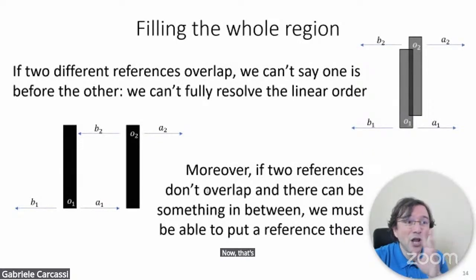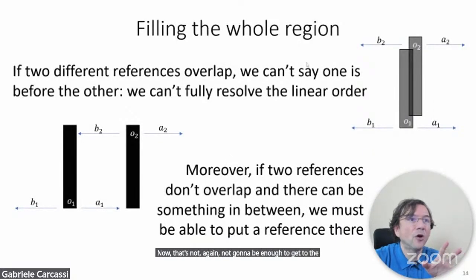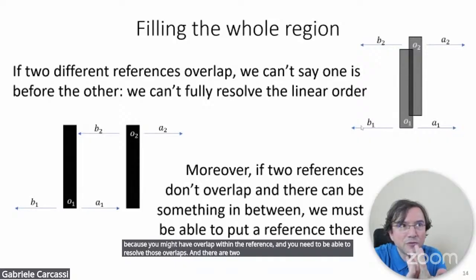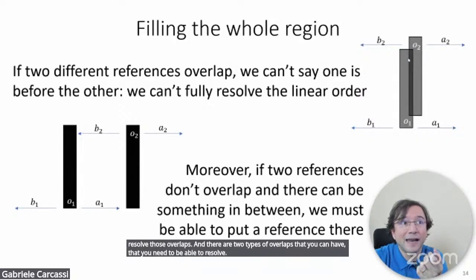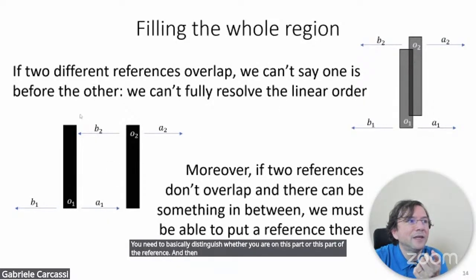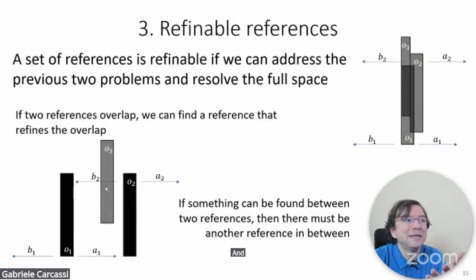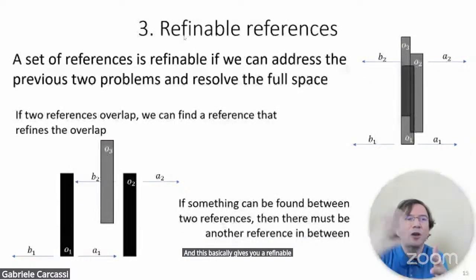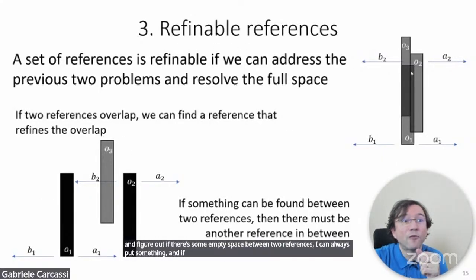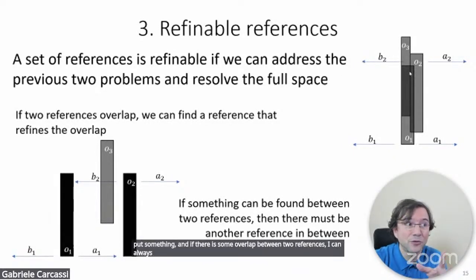Now, that's not going to be enough to get to the linear ordering, because you might have overlap within the reference, and you need to be able to resolve those overlaps. There are 2 types of overlaps that you need to be able to resolve. The first is an actual overlap, where you need to distinguish whether you are on this part or on this part of the reference. And then there is the overlap of the open parts. You always need to be able to put something in between if there can be something in between. And this basically gives you a refinable reference system. You can always figure out if there is some empty space between 2 references, I can always put something there. And if there is some overlap between 2 references, I can always also put something there to distinguish this.